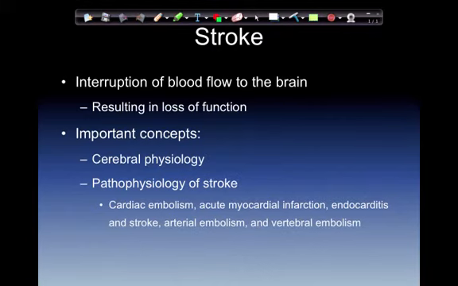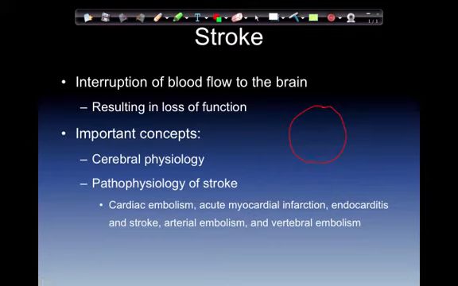Important concepts on this is going to be the cerebral physiology. The brain consumes a lot of oxygen and cardiac output, 15 to 20% of the cardiac output, and 30% of the blood glucose, and as much as 50% of oxygen at rest. Circle of Willis kind of helps us with that. The circle of Willis is a circular artery that essentially allows for collateral circulation in the brain.